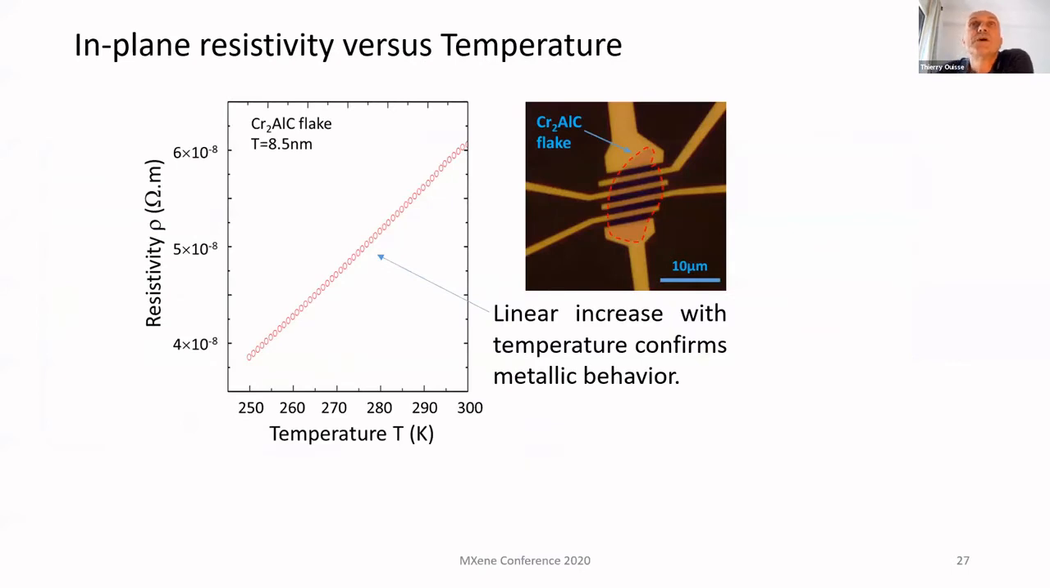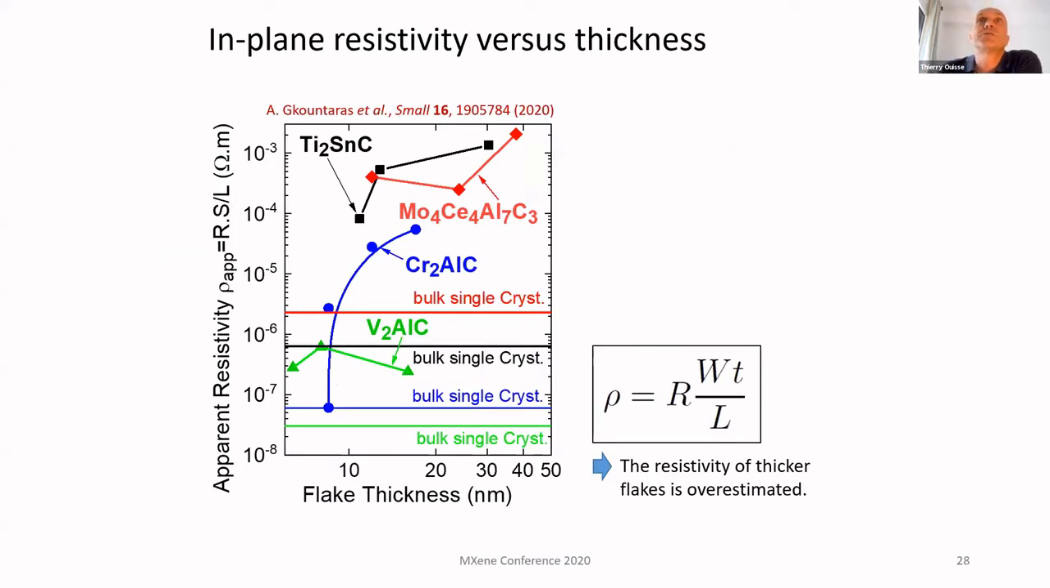First of all, we can check here that, as expected for a metal around room temperature, the resistivity is proportional to the temperature. And this fully confirms the conclusion we drew from electric force microscopy. Secondly, what we must check is how the resistivity of our flakes compares with that of bulk MAX phases. This is achieved in the left figure. Here we plot the measured four-probe resistivity as a function of flake thickness for several phases. The horizontal lines correspond to a typical resistivity value measured on bulk single crystals.